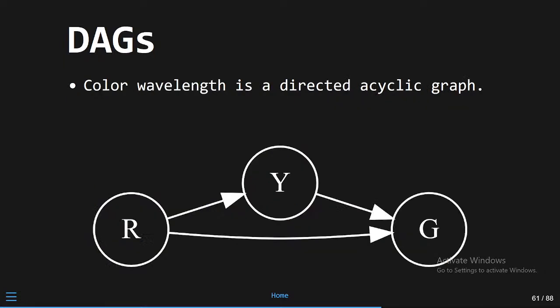You know this. Color wavelength is a directed acyclic graph. Why is that? Because every color has strictly more or less wavelength than every other color. So this is directed and acyclic. There is no edge from G back to R. R is higher than G on the rainbow, and G is lower. That's it. That's all there is to it.